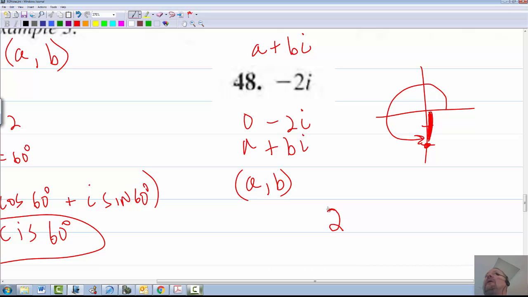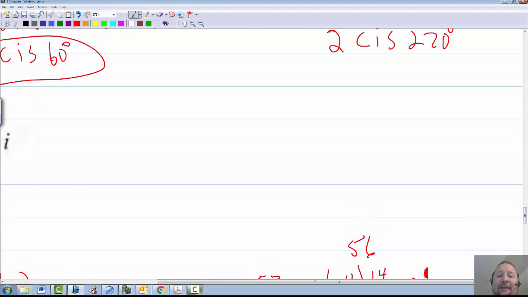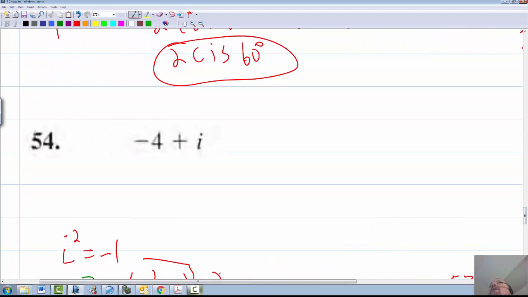Why? What's R always? Remember this from back in the day? Sir kicks or ticks. It's always positive. The angle measure will get the negatives where they need to be. 2 cis 270. And then I'm done with this. Okay, no more students. We gotta get this moving.